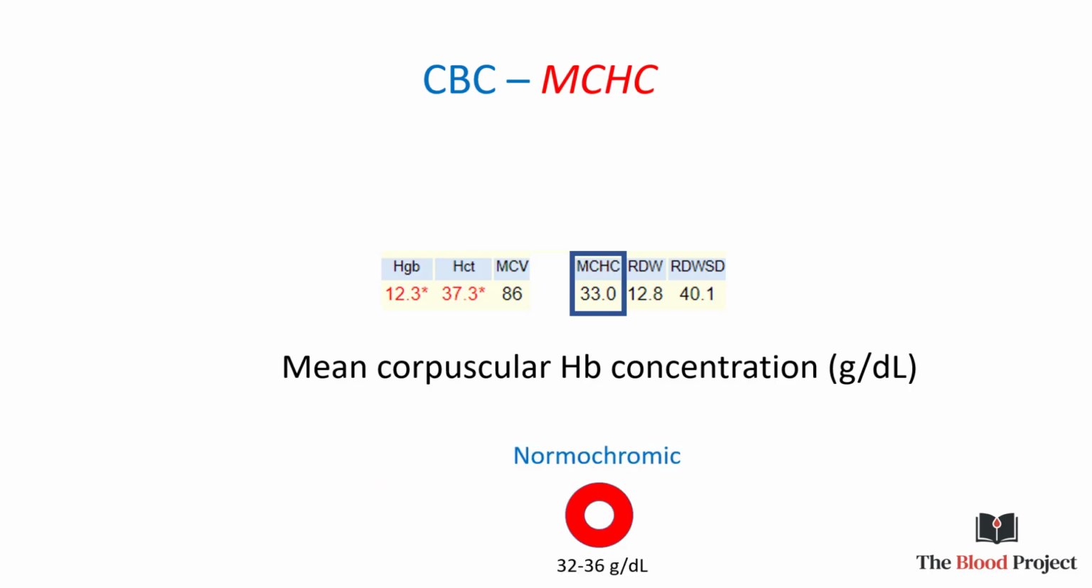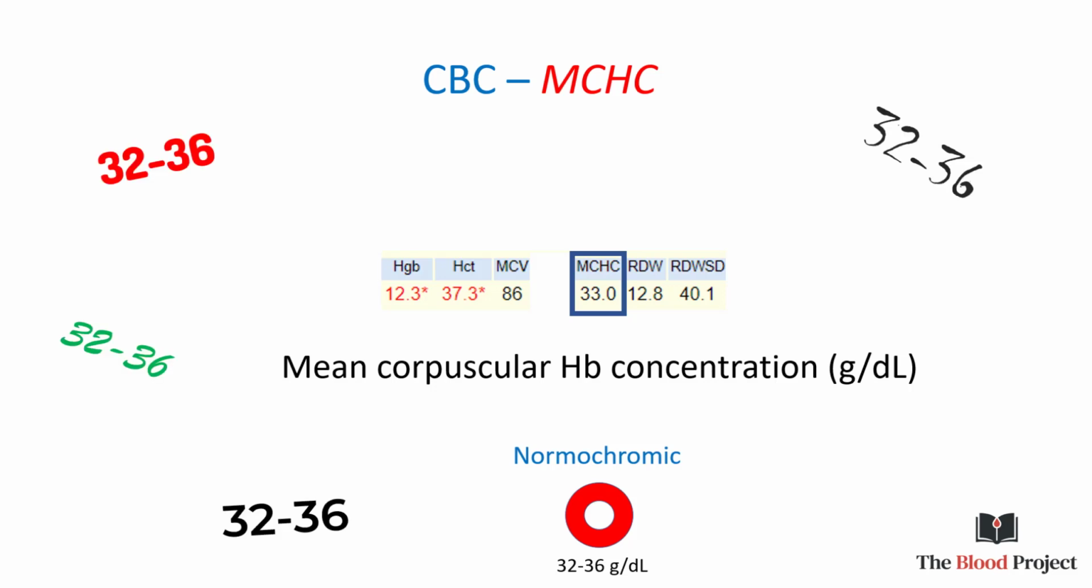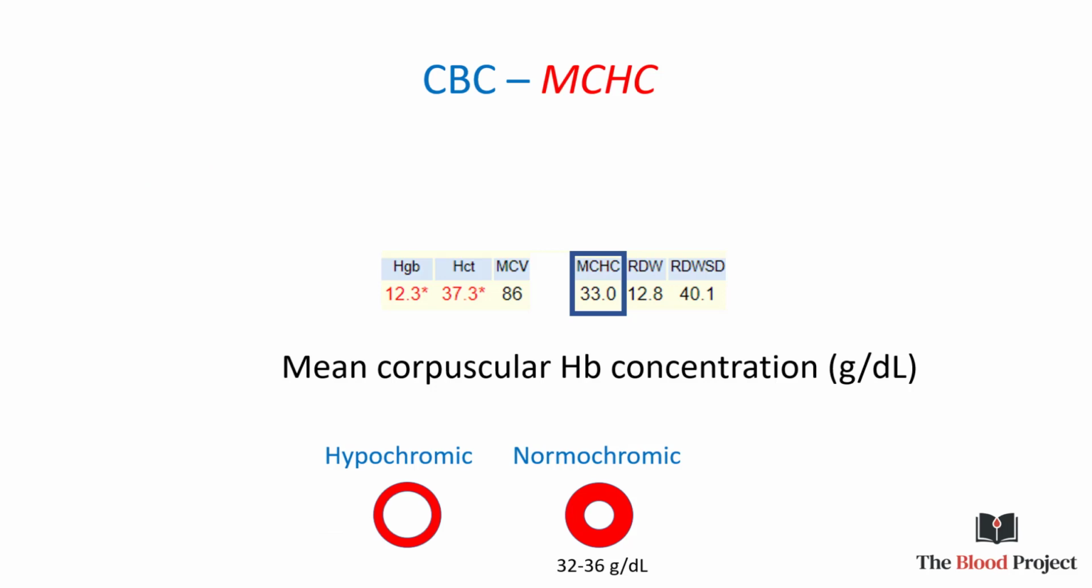A normal red cell with its 1/3 central pallor has a hemoglobin concentration of 32 to 36 grams per deciliter. This is another number range that is worth committing to memory because, like the MCV, the MCHC provides important clues when considering the differential diagnosis of anemia. It's an easy range, 32 to 36. So now we have two ranges to memorize. The MCV, 80 to 100, right? You remember that? And the MCHC, 32 to 36.